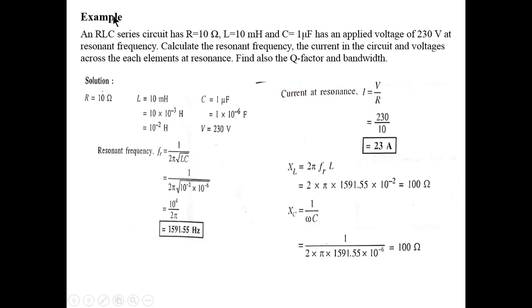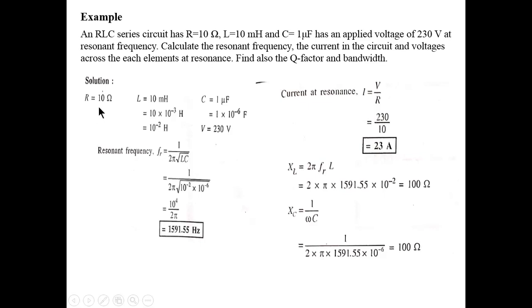Now we will see an example of an RLC series circuit. A circuit has resistor R equal to 10 ohm, inductor L equal to 10 millihenry, and C equal to 1 microfarad. The applied voltage is 230 volt at resonant frequency. Here we have to calculate the resonant frequency, current in the circuit, voltage across each element, that means VR, VL and VC, and further we have to find Q factor and bandwidth.